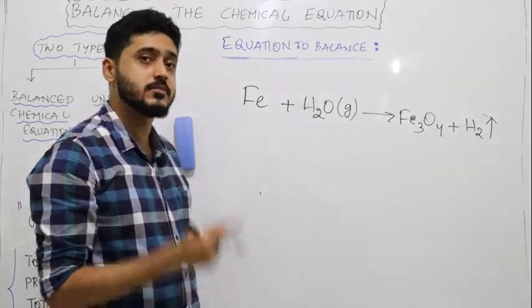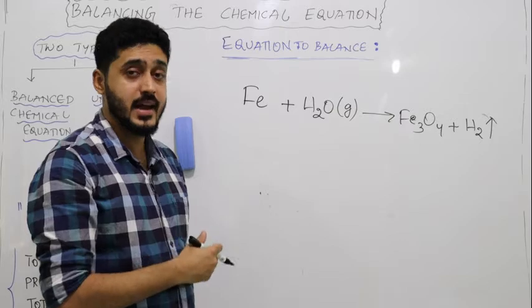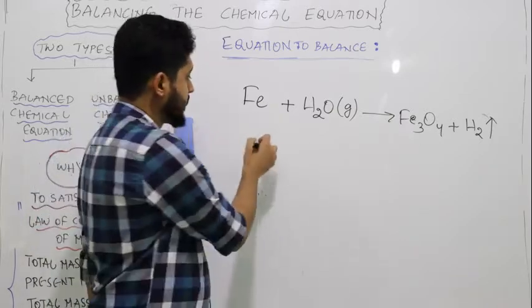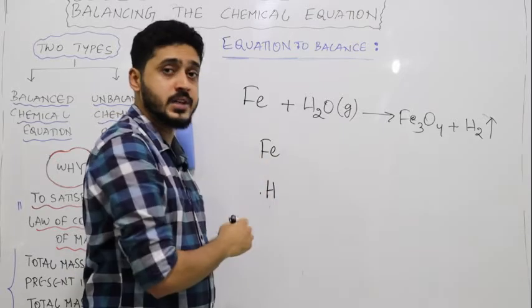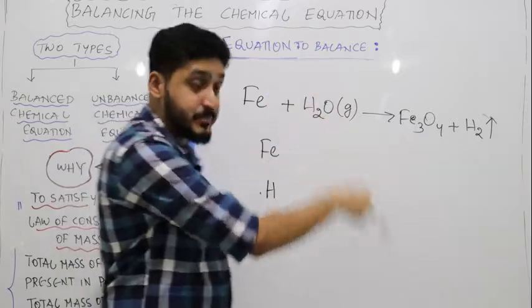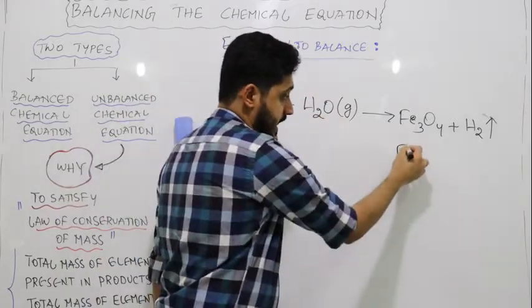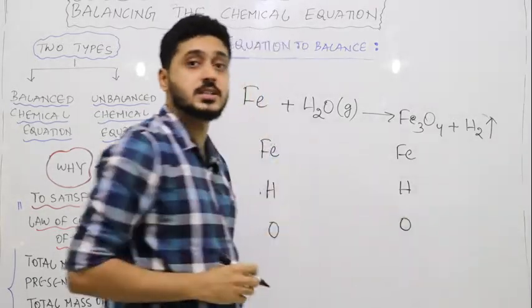So how to balance it? First step, you have to identify the elements present in the reactant as well as in the product. The first element is iron, the second element present is hydrogen, the third element present is oxygen, and on the product side also there is iron, hydrogen, and oxygen.